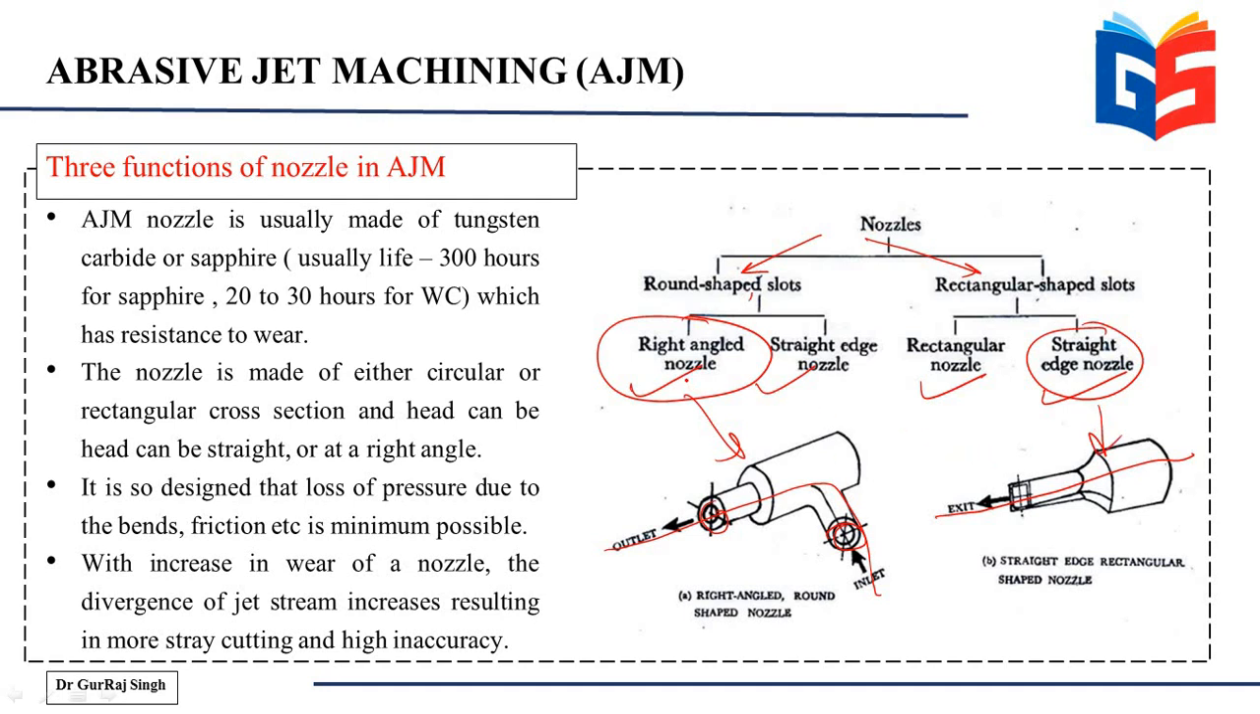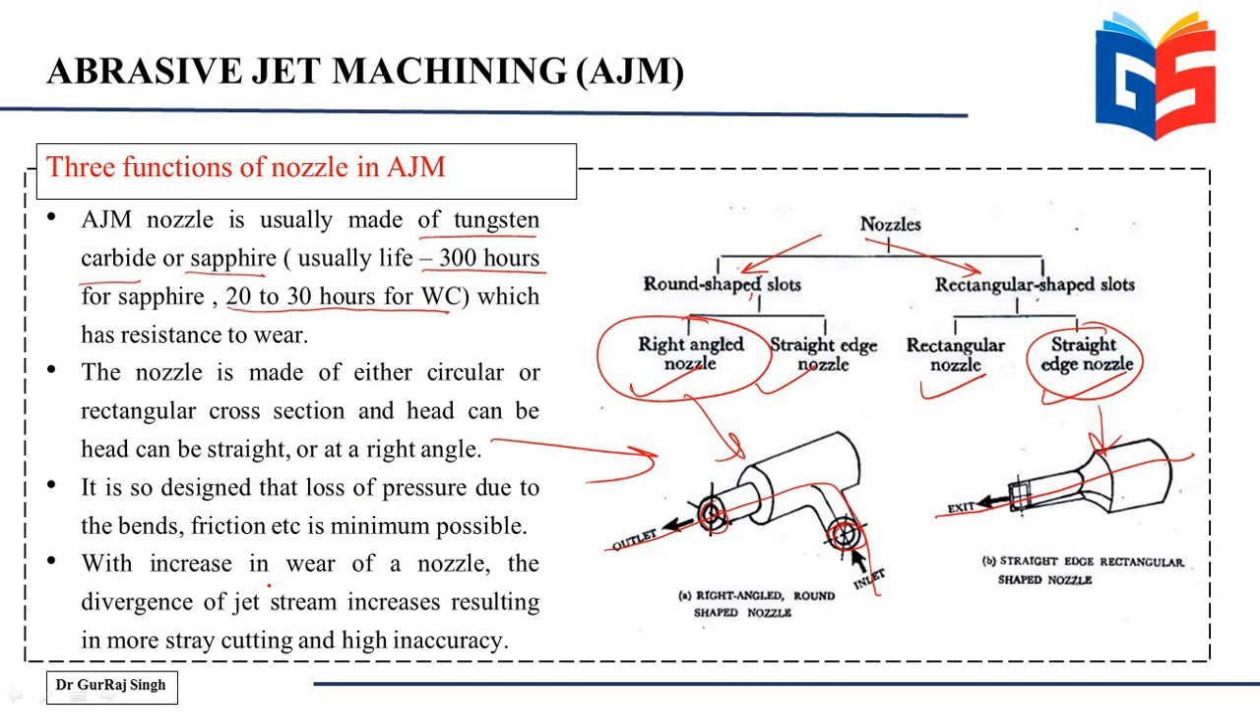And what is the material of the nozzle? Either your nozzle is made of tungsten carbide or it is made of sapphire. Most commonly, it has a life of nearly 300 hours for sapphire, while only 20 to 30 hours for tungsten carbide. This is decided on the basis of the wear resistance that these materials possess. And the nozzle is made with either a circular or rectangular cross section, which has already been discussed.